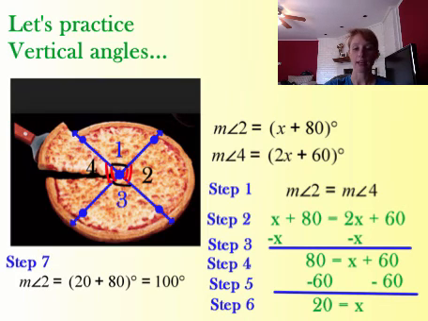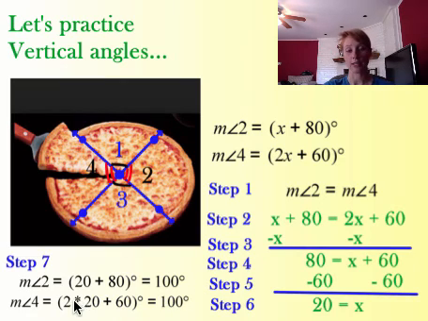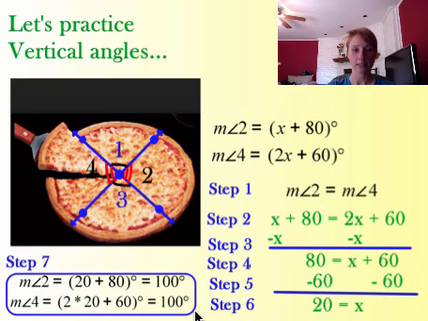So let's go ahead and plug in x equals 20 to both expressions. So the measure of angle 2 was given by x plus 80, so 20 plus 80 is 100 degrees. And the measure of angle 4, when we plug 20 in, equals 100 degrees. So our work checks out. Both angles equal 100 degrees.